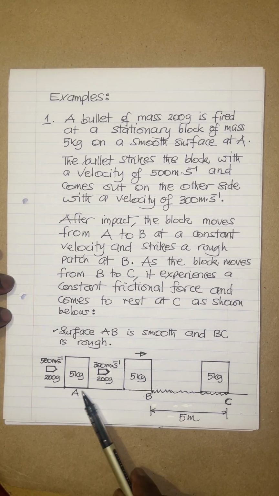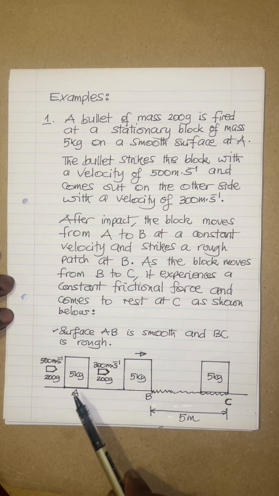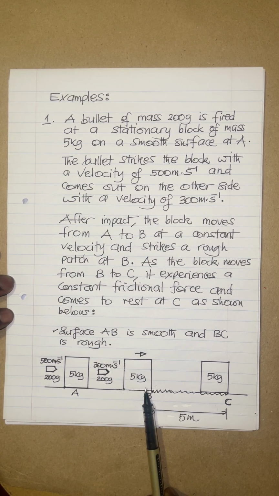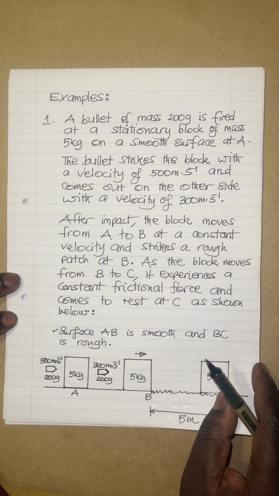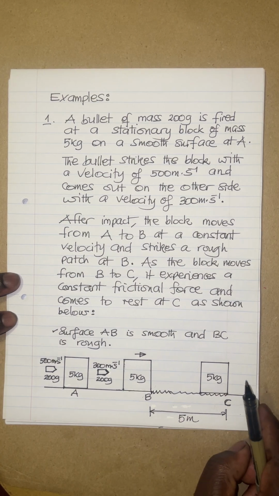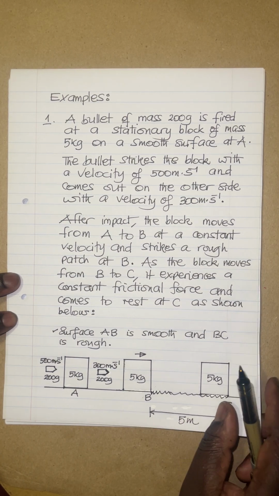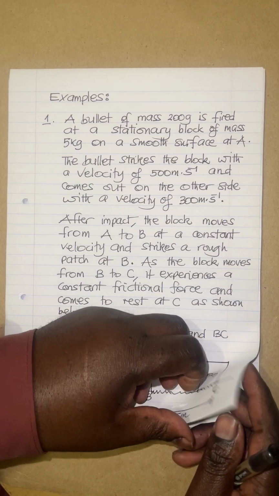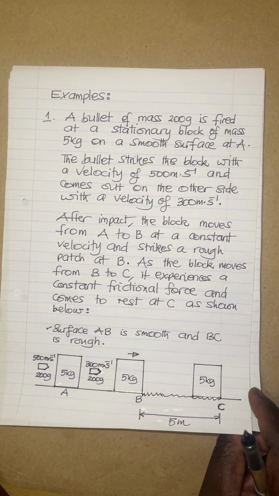Why is it important for us to know that AB is smooth? So we can actually assume that the system between A and B remains isolated, and therefore we can apply the law of conservation of linear momentum there, because a bullet striking a block is an example of a collision. And you know what we do when we're looking at collisions, we apply the law of conservation of linear momentum. Let's look at the questions.